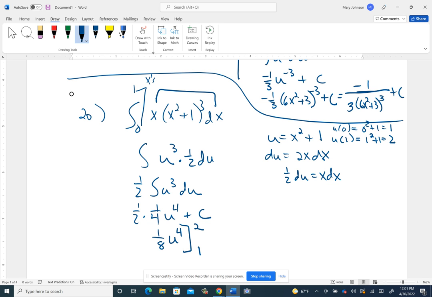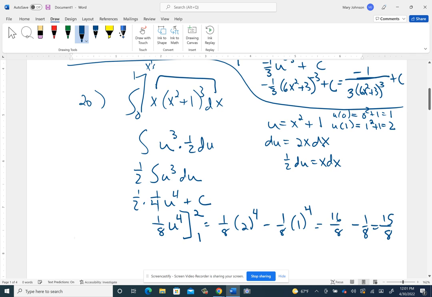And then never go back to the x's and just do 1/8 of 2 to the fourth minus 1/8 of 1 to the fourth. And we would wind up getting 16/8 minus 1/8, which equals 15/8 on that. Okay.